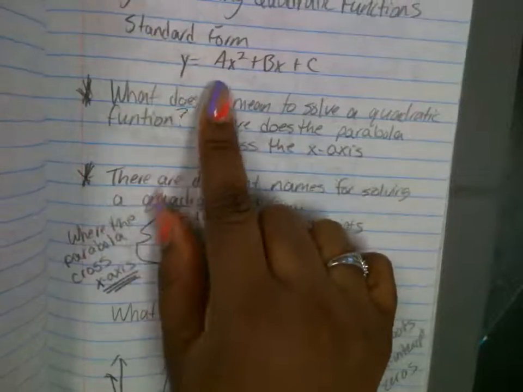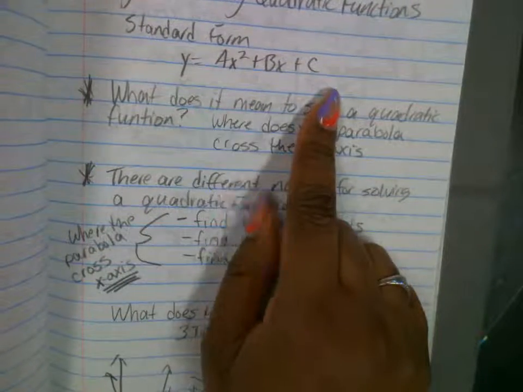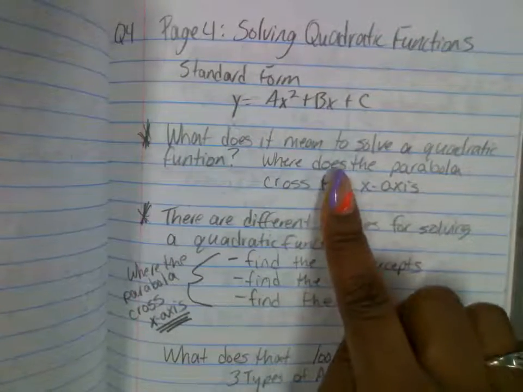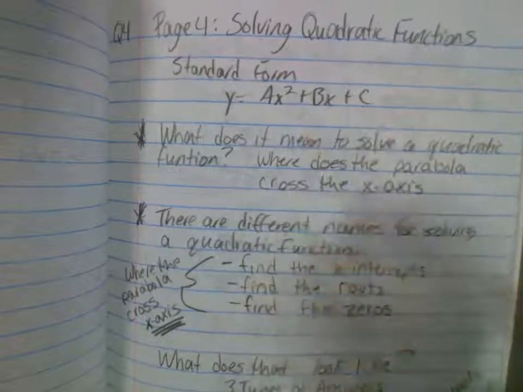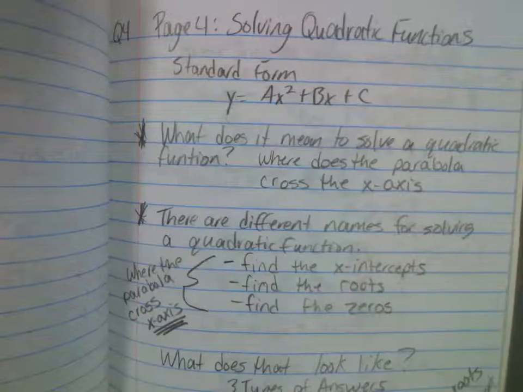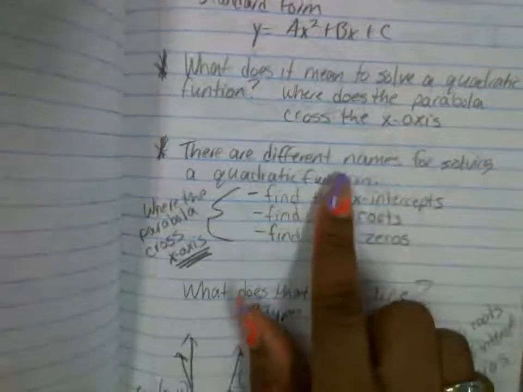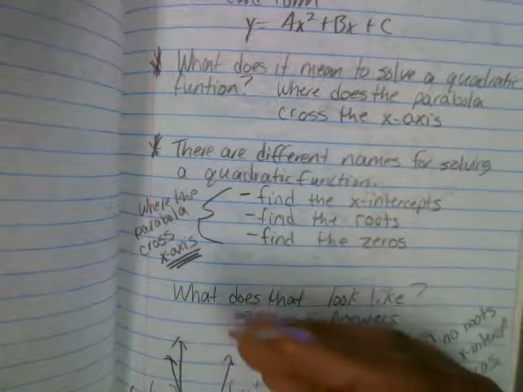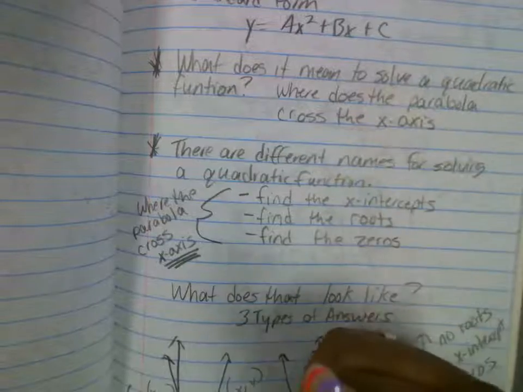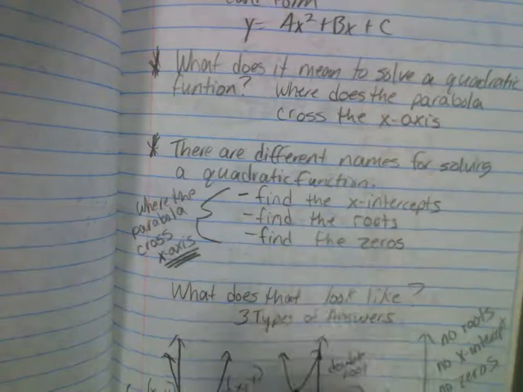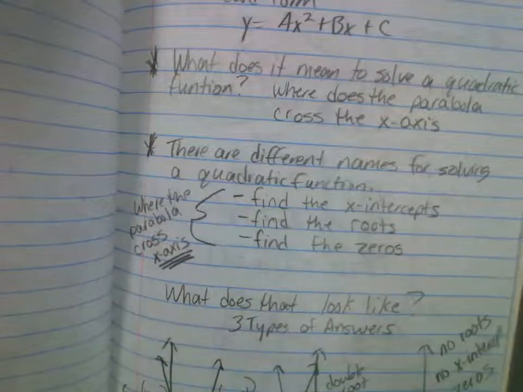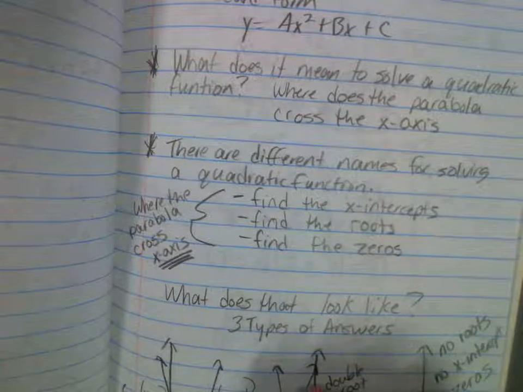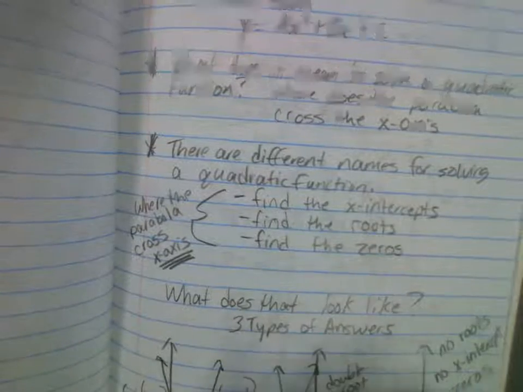Remember that this is the standard form for quadratic functions. When you're solving a quadratic function, what that means is you're finding where your parabola, your U-shaped line, crosses the x-axis. The different ways that they say that, they may say solve the quadratic function, find the x-intercepts, find the roots or find zeros. They're asking you to do the exact same thing. It's nothing different. They just worded it differently.